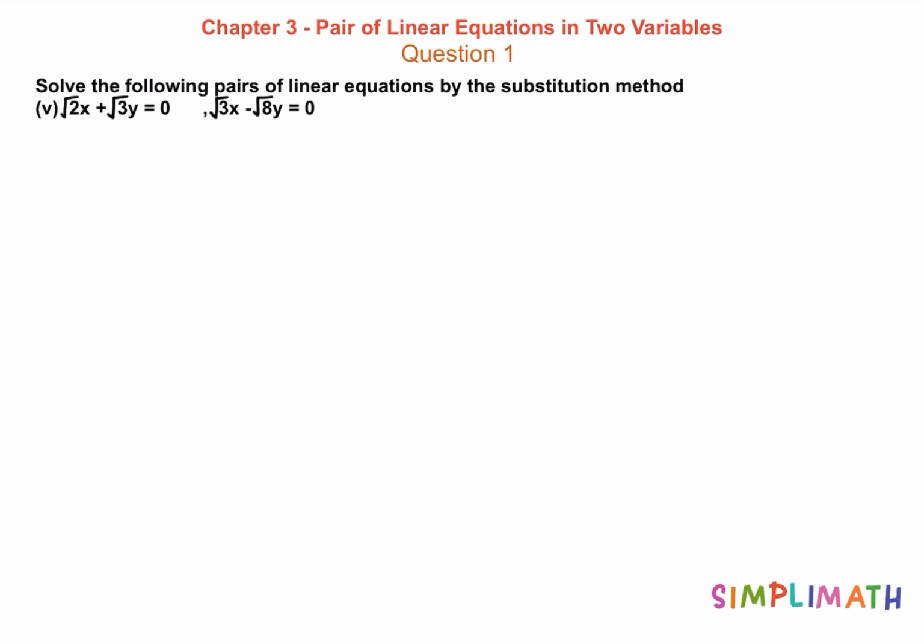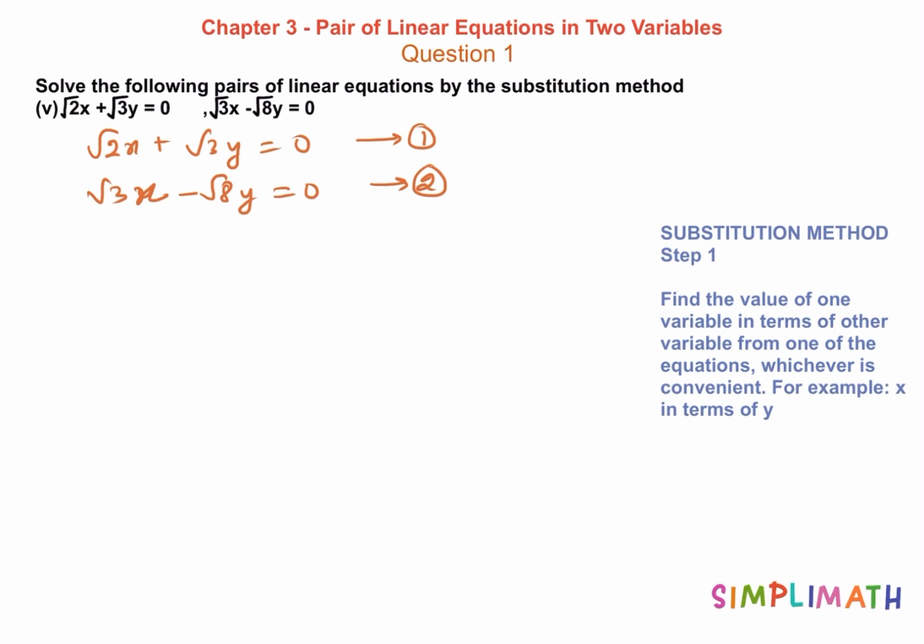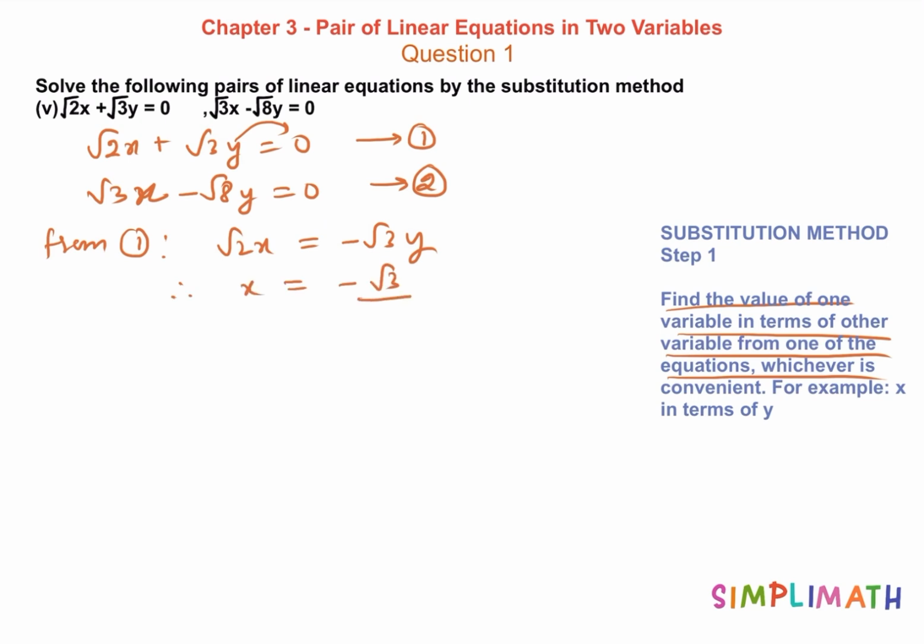Now coming to the fifth part of the question, we have the given pair of linear equations as root 2 x plus root 3 y equals 0 and root 3 x minus root 8 y equals 0. Let this be equation 1 and let this be equation 2. Now step 1 of the substitution method says to find the value of one variable in terms of another variable from one of the equations. So from equation number 1 we can say root 2 x, if we take this to this side, equals minus root 3 y. So I can say that x equals minus root 3 by root 2 y. Let this be equation 3.